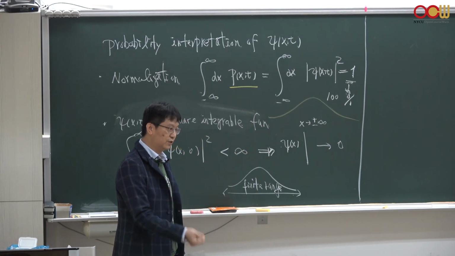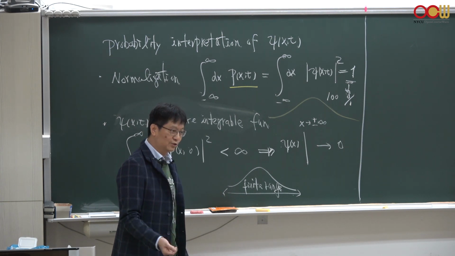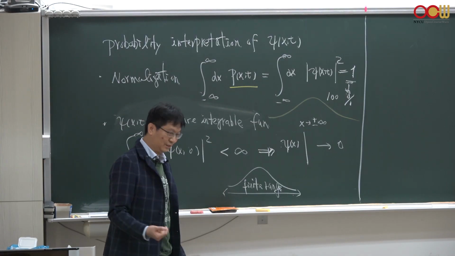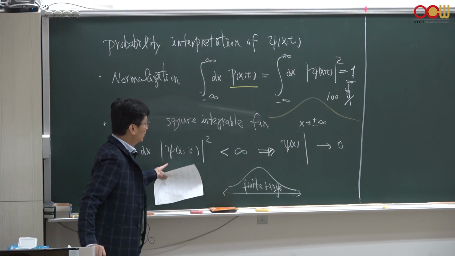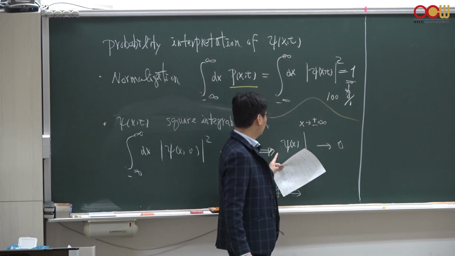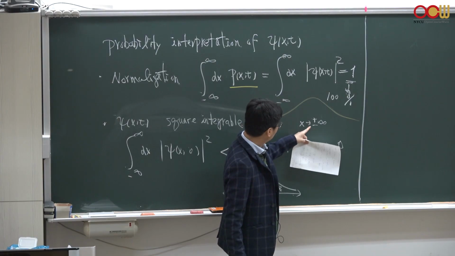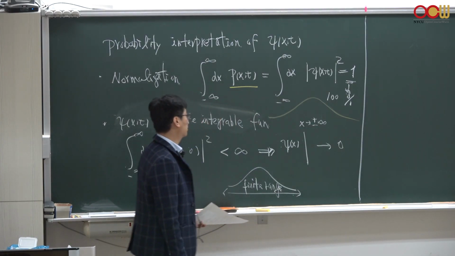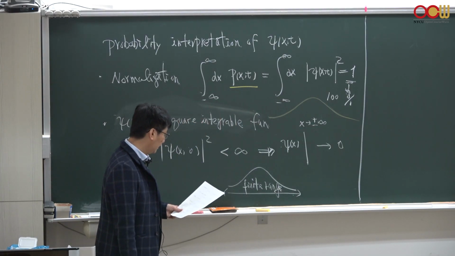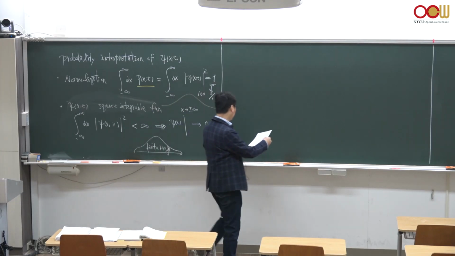Okay, it's always a finite value. So you cannot measure a quantity which is infinity in your lab. And this is the mathematical requirement that all these probability distribution functions of Schrödinger wave functions must vanish when x goes to plus or minus infinity. It is called the square integrable property of the Schrödinger wave function.